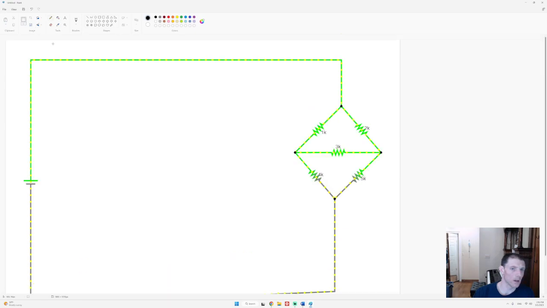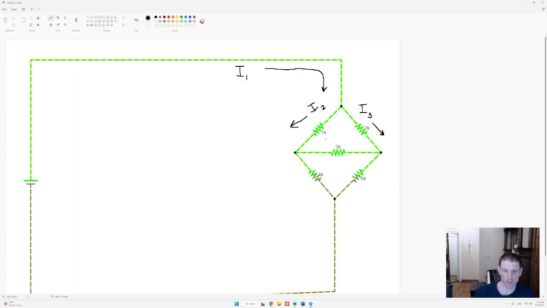I'm going to go through and say we have I1 that is flowing like this. Then we'll call this I2 that's flowing through the 1K resistor. Call this I3; it's flowing through the 2K resistor. Then I don't remember which way this one is going. I think it was going to the right, though it doesn't matter.